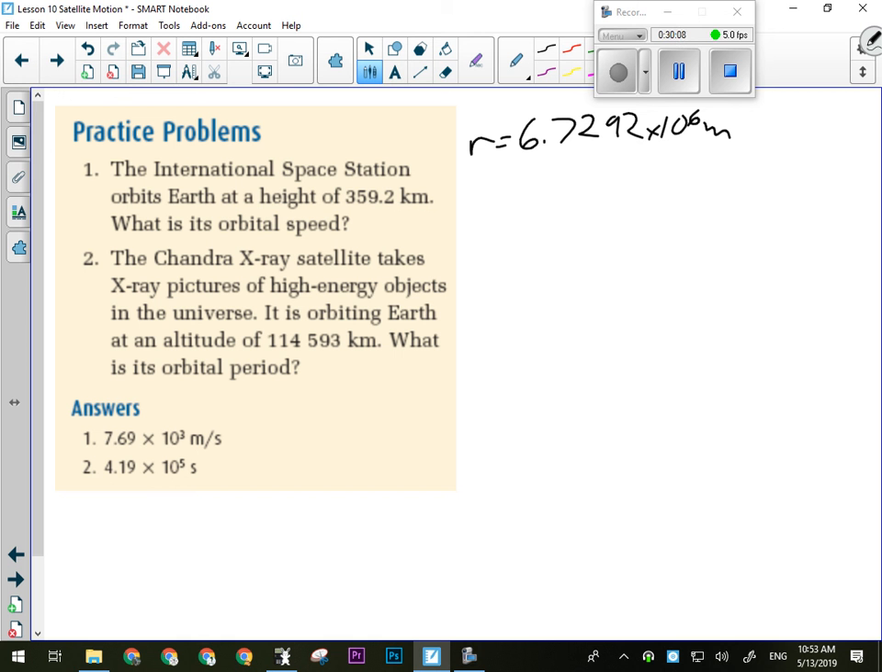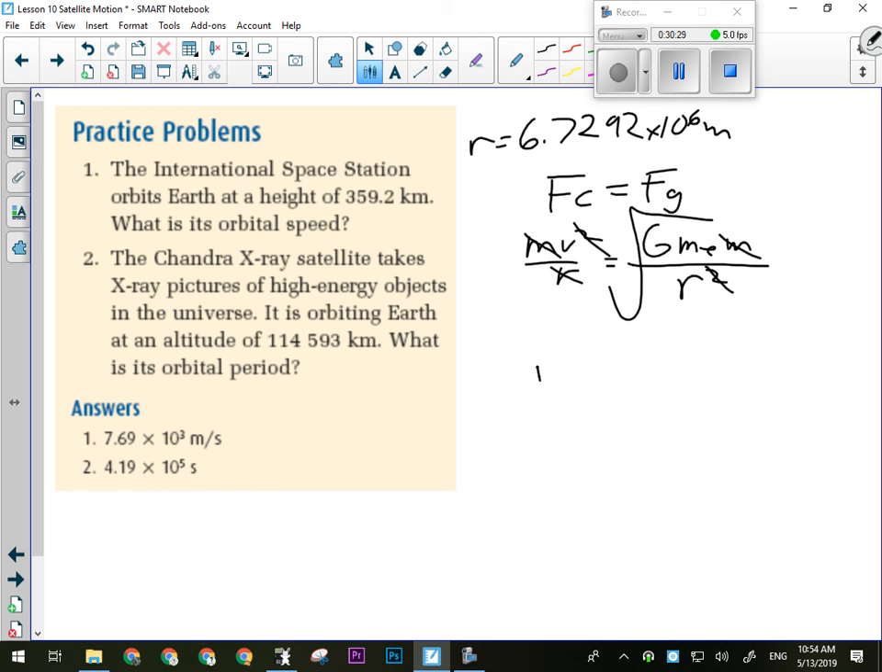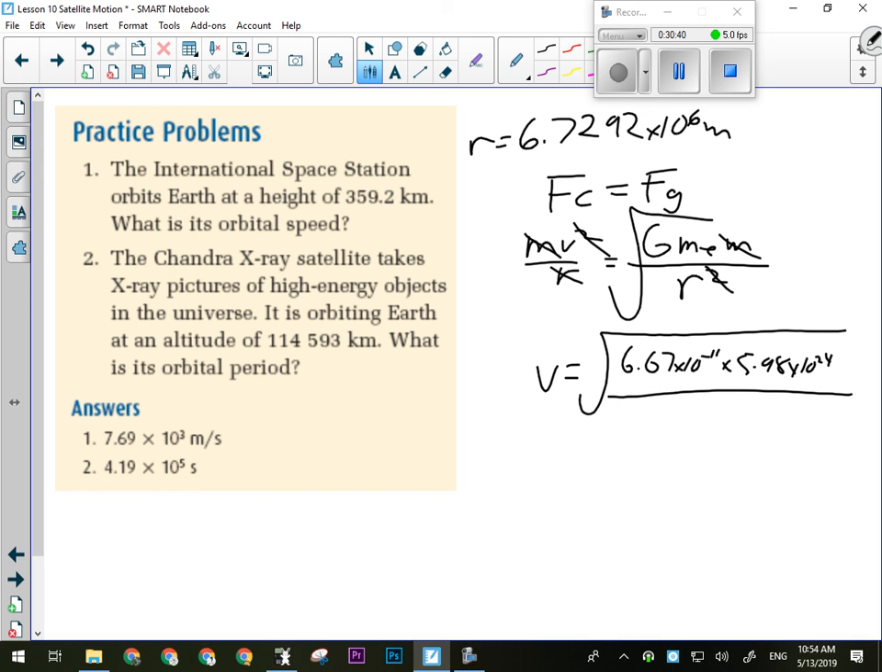Okay, so we're looking for its orbital speed. Again, it's a satellite, so the centripetal force is being provided by Newton's universal law of gravitation. mv squared over r equals big G times the mass of the Earth times the mass of the satellite over r squared. Multiply both sides by r, that cancels. The mass of the satellite is going to cancel. The square is gone, and I'm looking at 6.67 times 10 to the minus 11 times 5.98 times 10 to the 24, divided by our 6.7292 times 10 to the 6.